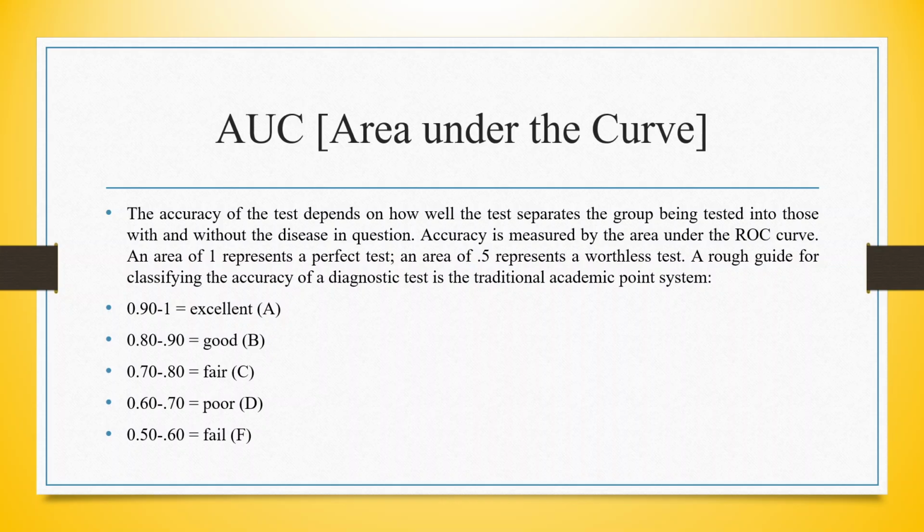A rough guide for classifying the accuracy of the diagnostic test is given below. If you get area under the curve between the range 0.90 to 1, it is an excellent model. 0.80 to 0.90, good. 0.70 to 0.80, fair. 0.60 to 0.70, poor. 0.50 to 0.60, fail.